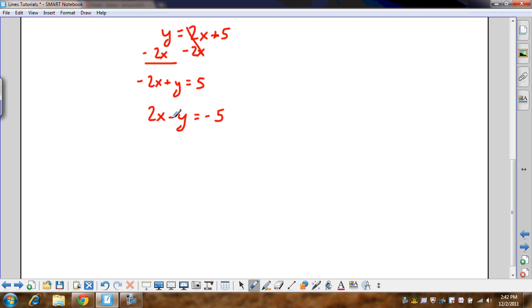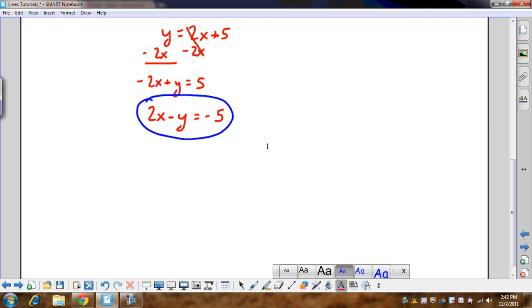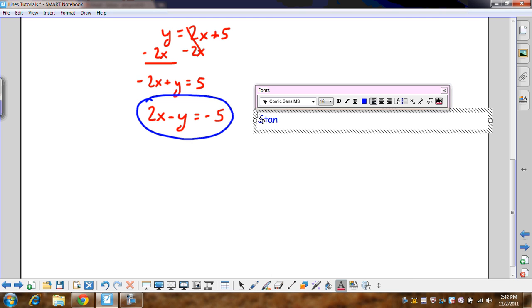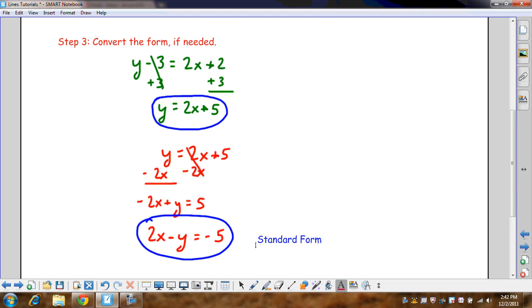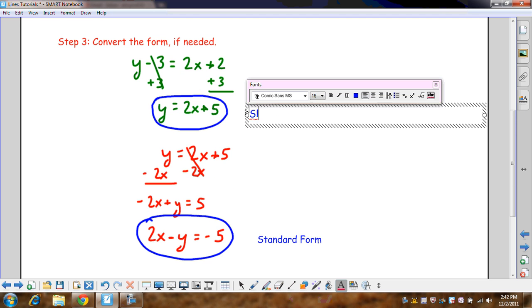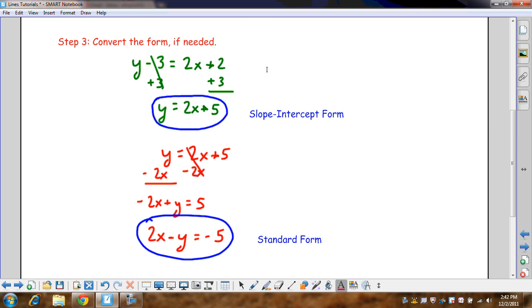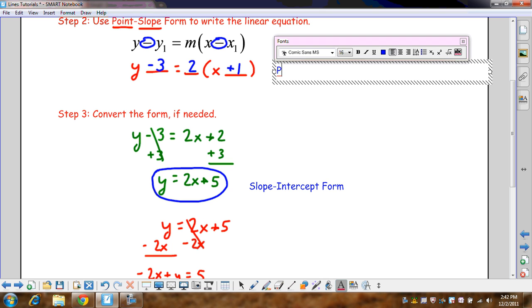But also keep in mind that standard form tells me that I'm not allowed to have a negative a term, in other words, the term in front of x. So I would need to reverse all three signs to make it completely correct. So my standard form would be 2x minus y equals negative 5.